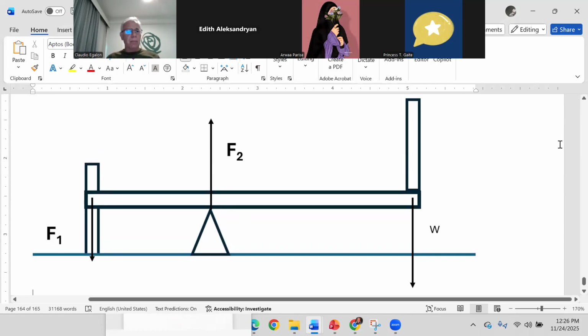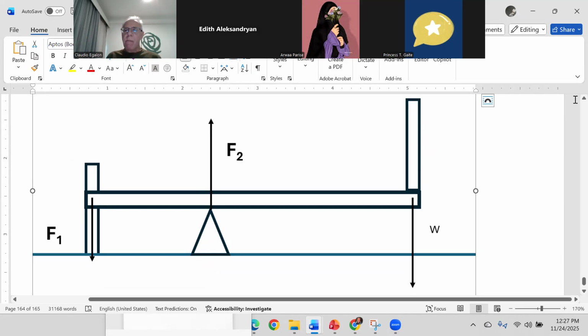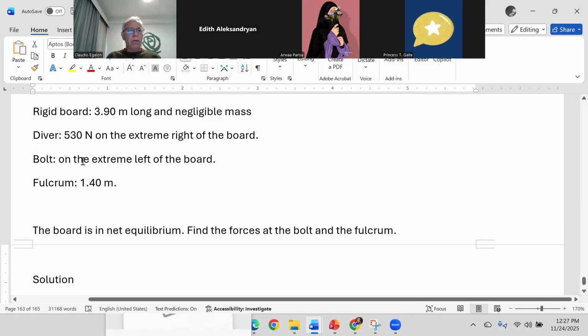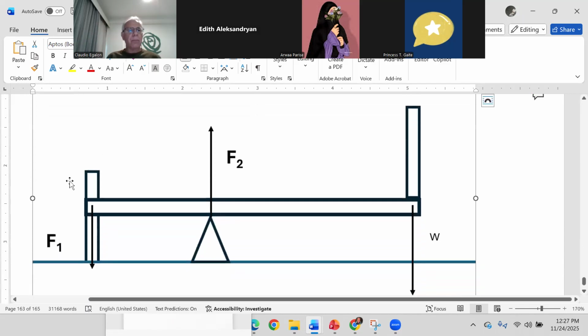Okay, so here you go. Here's the situation. Here's the board. There's a fulcrum. The board is rigid, it's not bending. Remember that. We are all used to a board that's going to bend when the diver steps on it, right? Bolt on the extreme left. Here's the bolt, and here's the fulcrum. Diver.